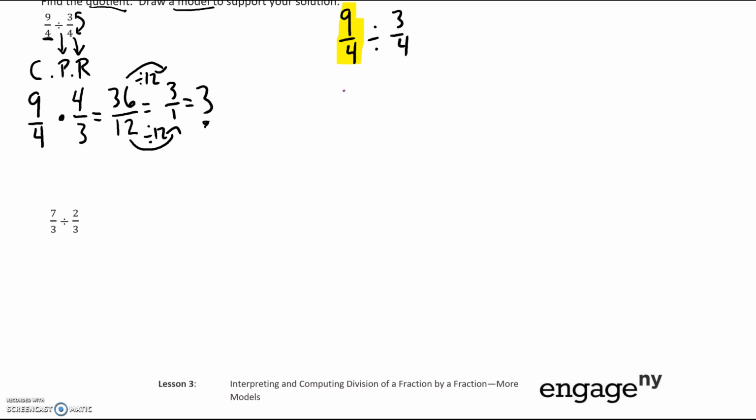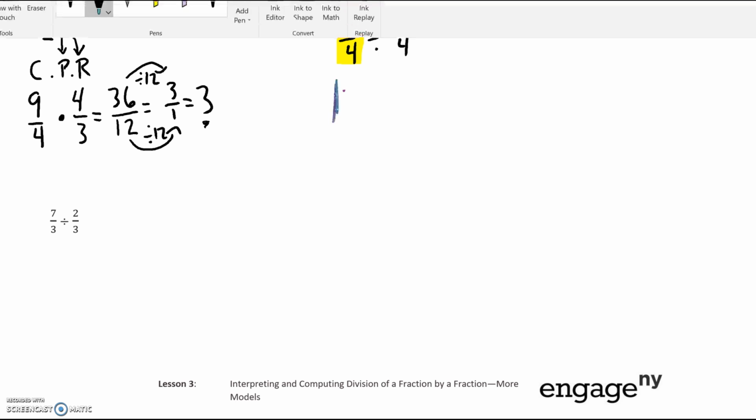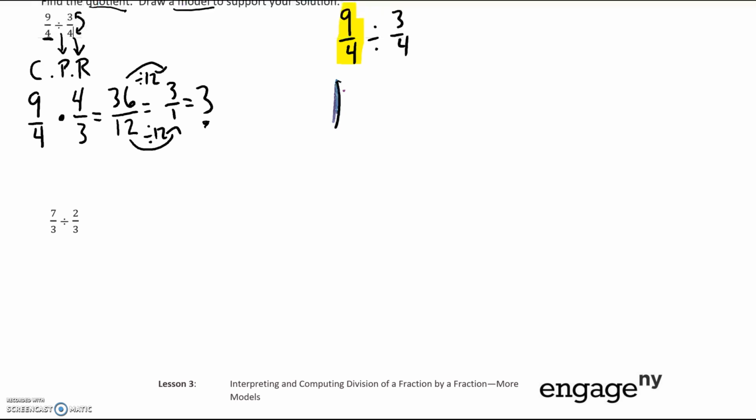So I'm going to draw 9/4. So remember, my denominator tells me how many pieces make a whole. So I need 4 pieces to make a whole. But I have to shade in 9 of them. So here's 1, 2, 3, 4. But I don't have 9 yet.